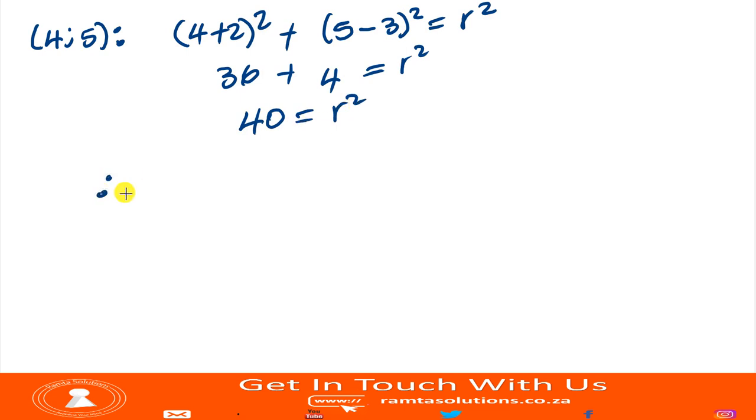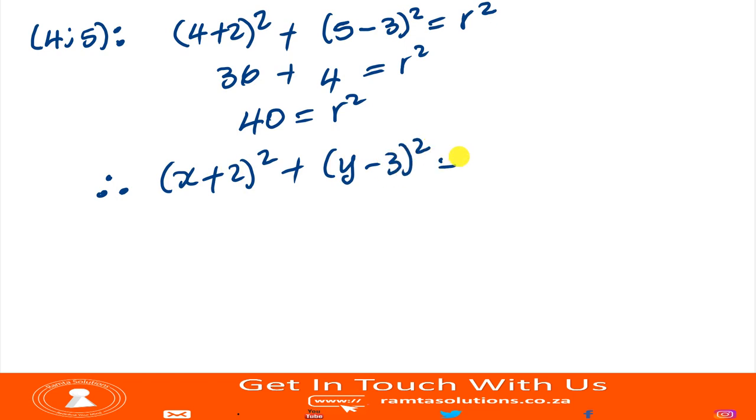Therefore, the equation of the circle with center (-2, 3) is (x plus 2) all squared plus (y minus 3) all squared equals 40. Remember, r squared is 40. We are not yet looking for the radius. We are saying r squared. So r squared is 40. Okay? Perfect.